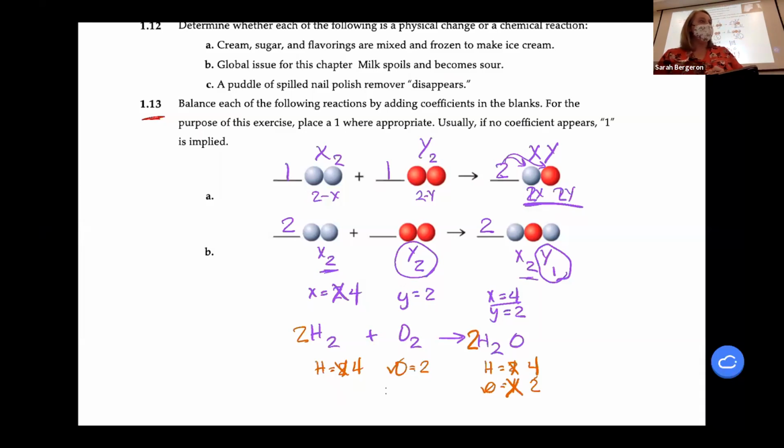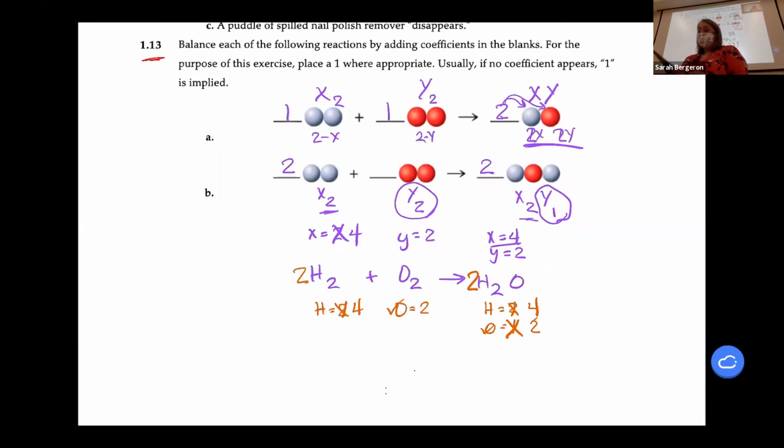Is that balanced the way it was given? No, it's not. So we need to balance it. We have 2 of each on one side and only 1 of each on the other side. So what do we do? We need to add a coefficient in order to increase the number on the product side. I want 2 on both sides, so I'm going to put a coefficient of 2. Okay?